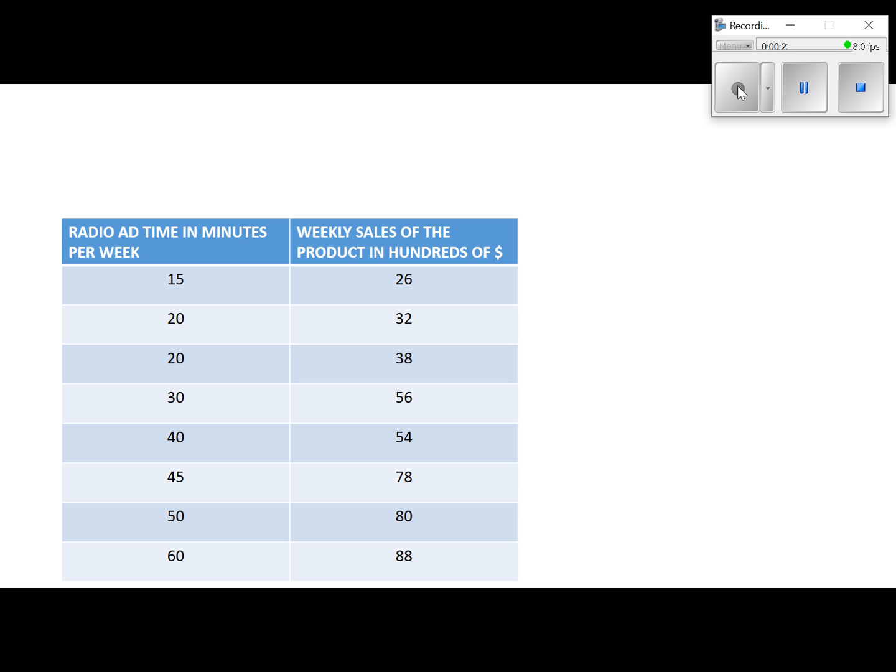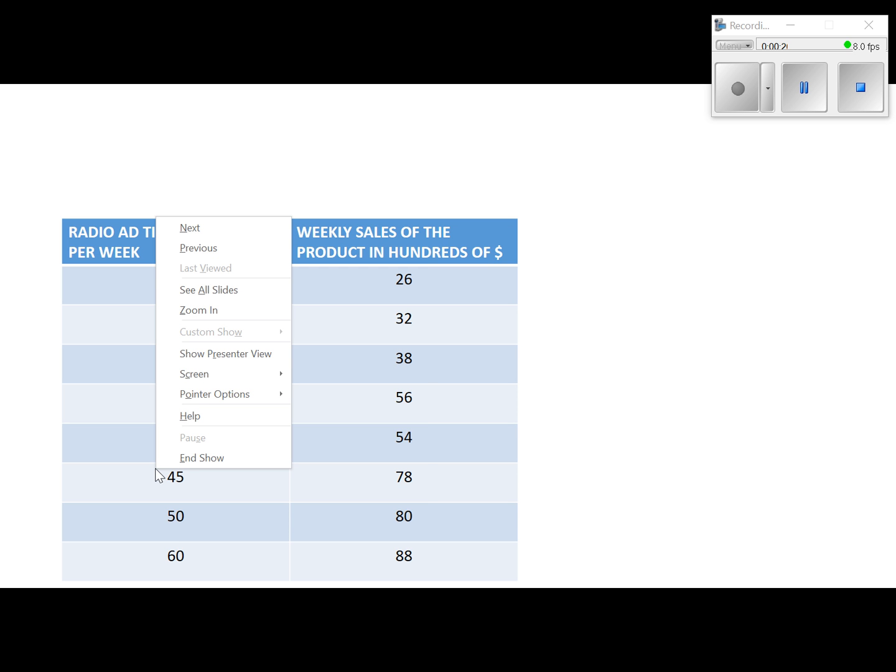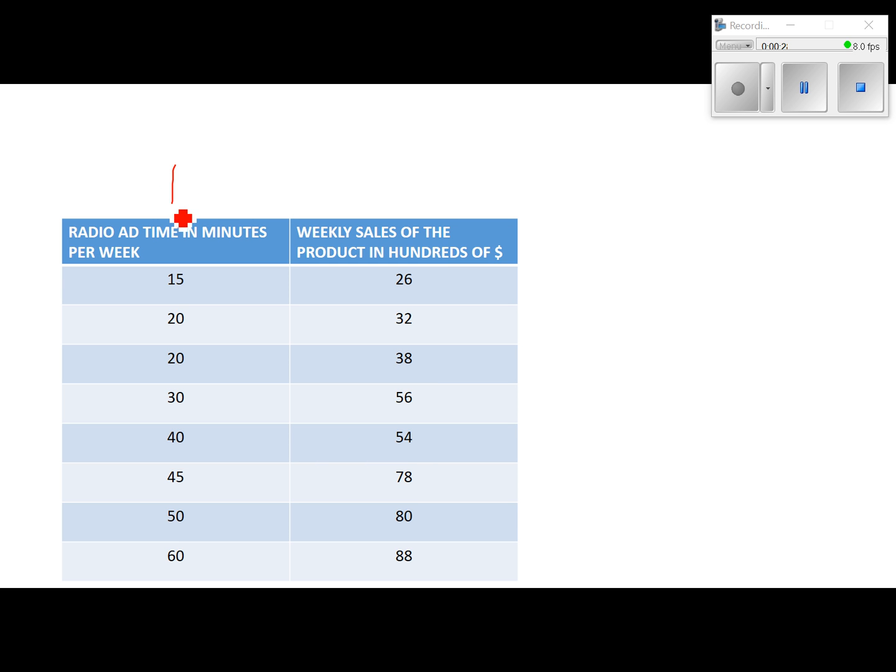So this first column is our time that we're advertising on the radio in minutes per week, and this second column is how much money we make from the product in hundreds of dollars. Like this 26 would be $2,600 that we make in 1 week. The 38 would be $3,800 that we make off of that certain product.